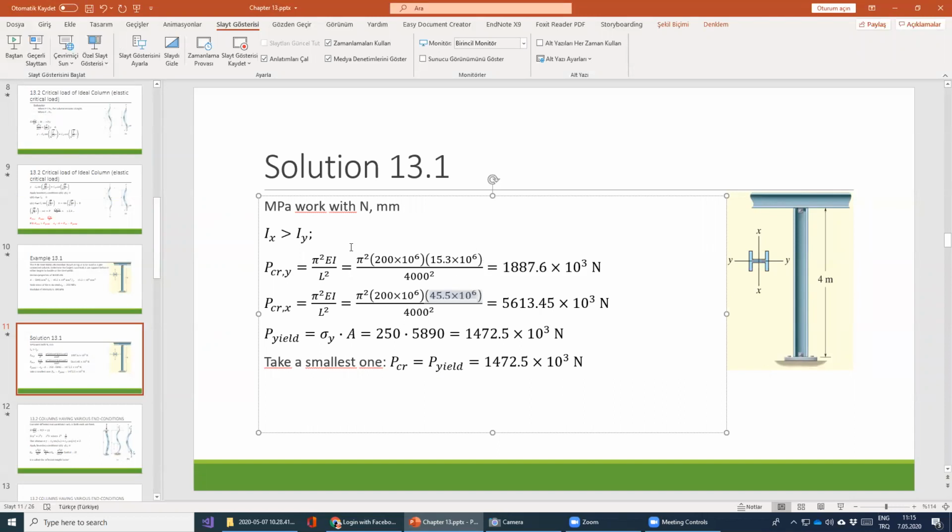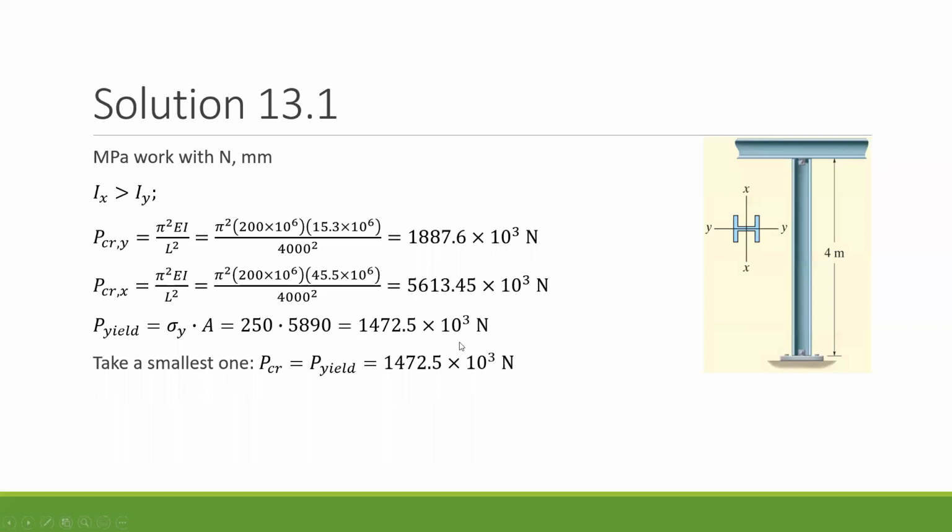Okay, now I want to continue. So P critical Y is smaller than the critical X. In the question, I compute both P critical X and Y directions. You can see P critical Y is smaller than P critical X. Also, I want to compare with the P yield stress.